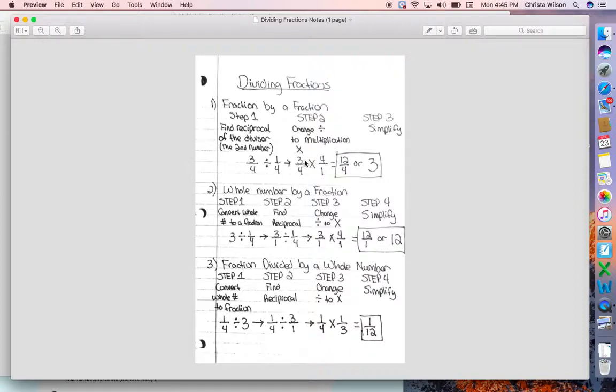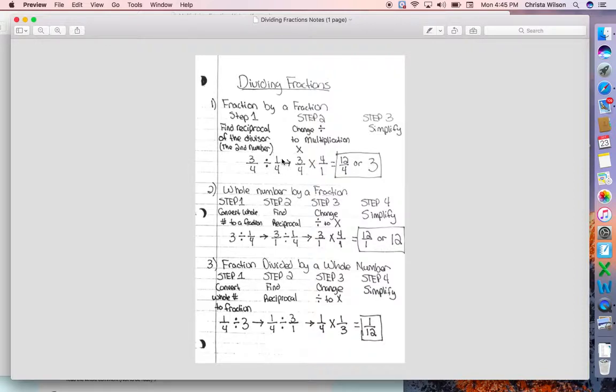Okay, and then we just multiply across. 3 times 4 is 12. 4 times 1 is 4. And then, of course, we simplify. We always have to simplify. Sorry, guys. So 4 will go into 12 3 times even. Okay? So that's really easy, too.